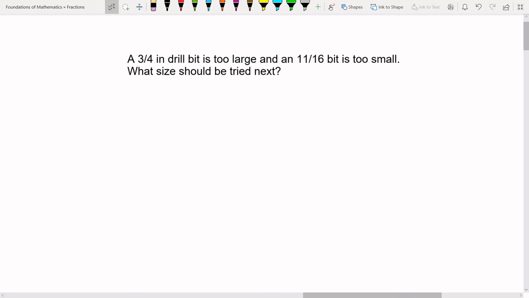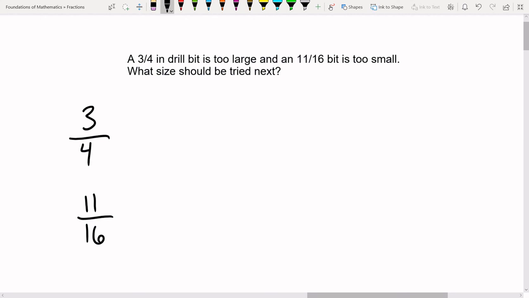All right, a 3/4 inch drill bit is too large, an 11/16 inch bit is too small. What size should we try next? So if a 3/4 is too large, we need to try less than 3/4, but 11/16 is too small, so we need to do more than 11/16. Now, what you'll notice here is we have different sizes, different denominators, 4 and 16. So let's try and make the same denominator. That's what I'm trying to say here.